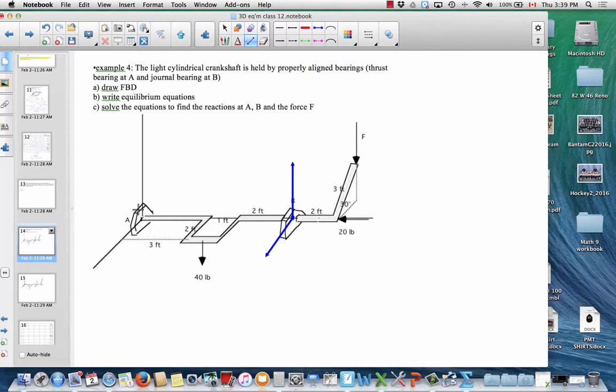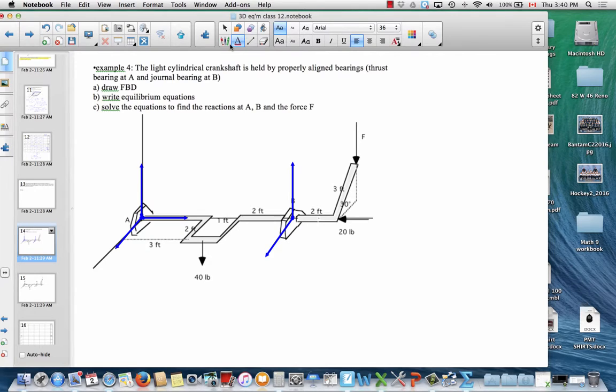Then here at A, this is a similar bearing, except it's got a back to it, so it can actually push out. So there can be a Y force there, and a Z, and potentially an X as well. There are no reaction moments because these are properly aligned. So there's the force diagram.